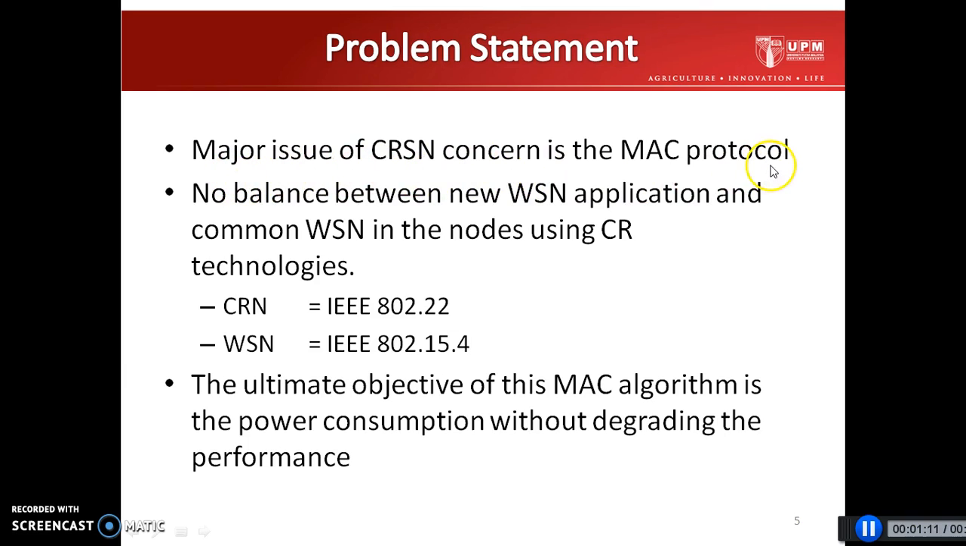Okay, the problem statement of my project: the first major issue of CRSN concern is the MAC protocol, due to the imbalance between the new WSN applications and common WSN nodes using CR technology. As you know, the CRN uses IEEE 802.22, whereas WSN uses IEEE 802.15.4. But the ultimate objective of this MAC algorithm for my project is to reduce power consumption without degrading the performance.